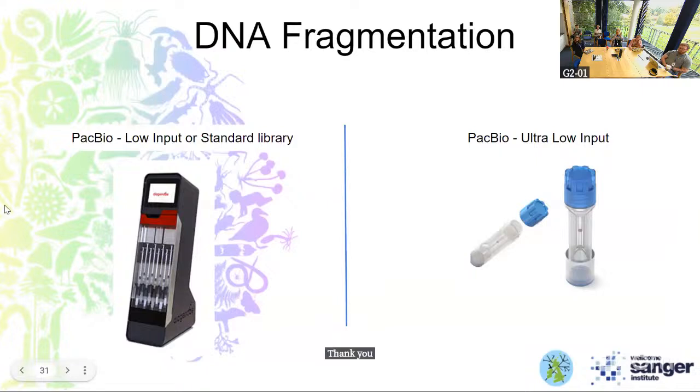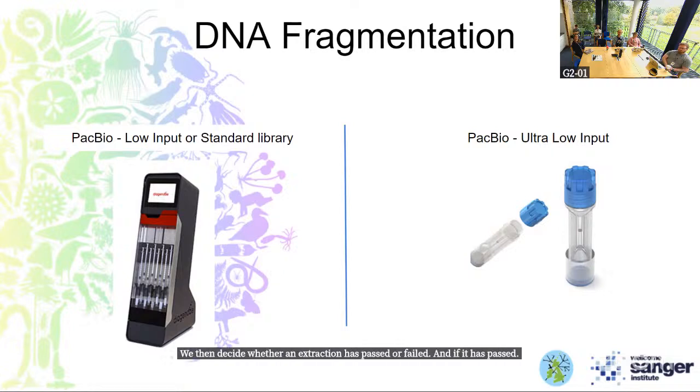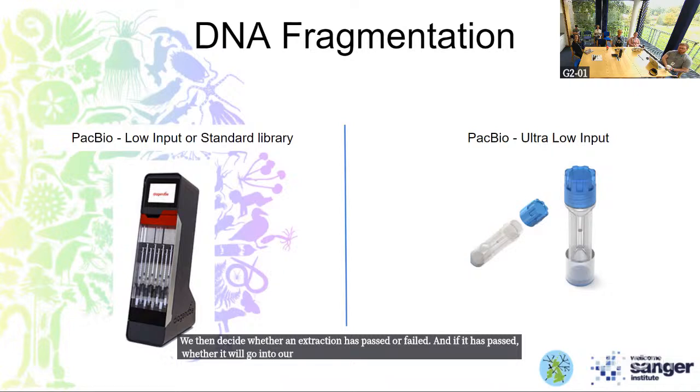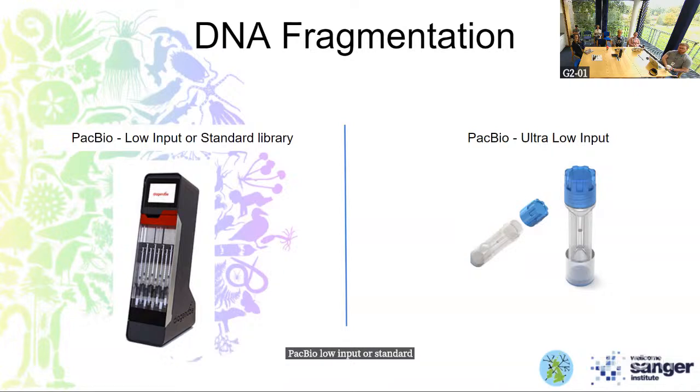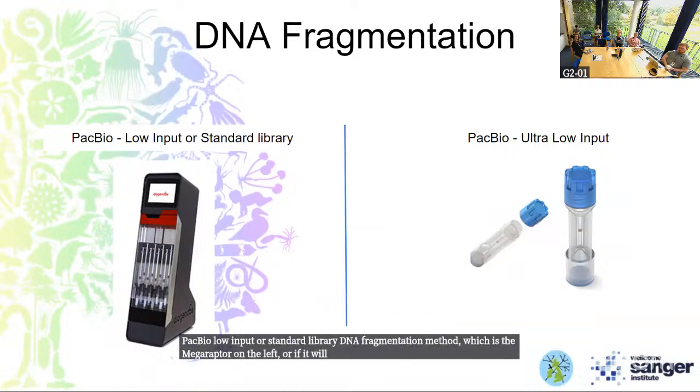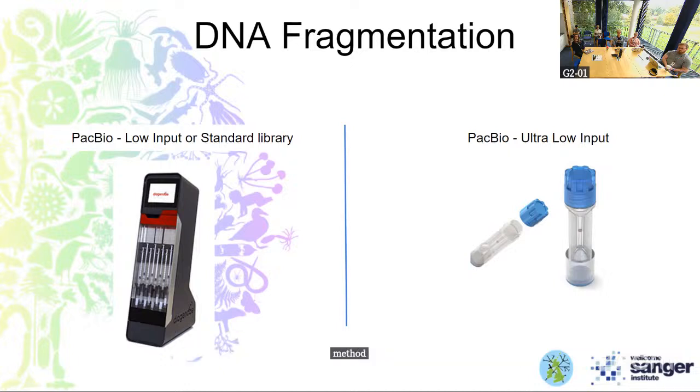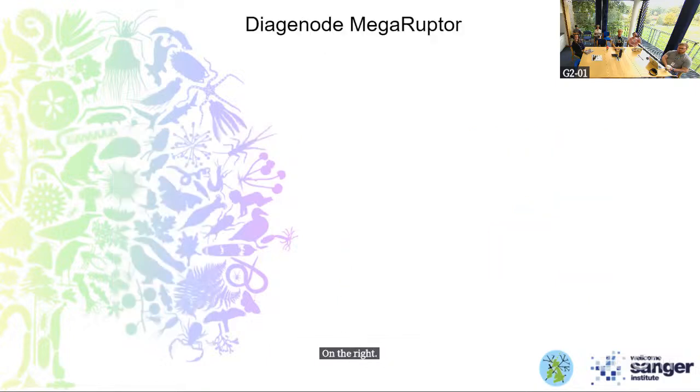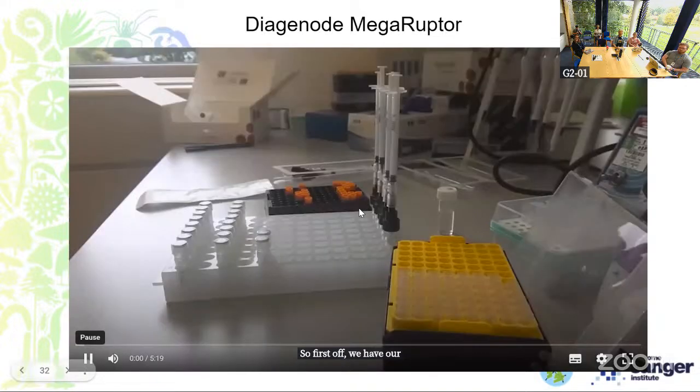Thank you, Amy. Yeah, so following DNA extractions, we then decide whether an extraction has passed or failed, and if it has passed, whether it will go into our PacBio low input or standard library DNA fragmentation method, which is the Megaruptor on the left, or if it will go into our ultra low input method, which is the Covaris g-TUBE on the right. So first off, we have our Megaruptor.